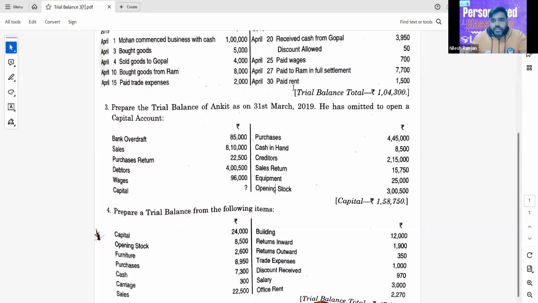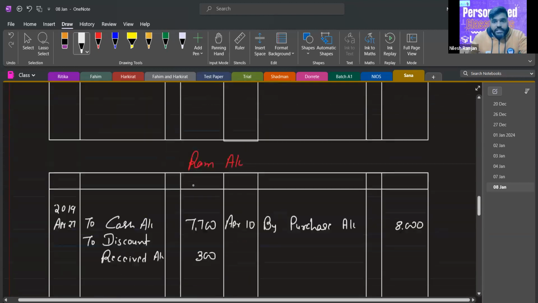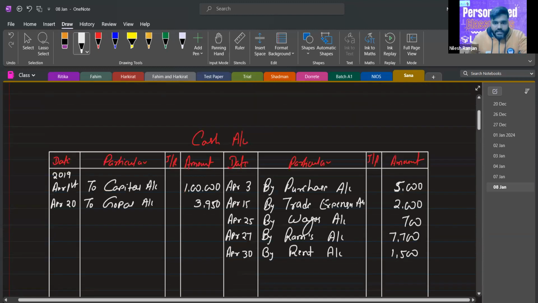And the last one is paid rent 1,500. So in rent account, it will be on the debit side to cash, and in cash account, it will be on the credit side.